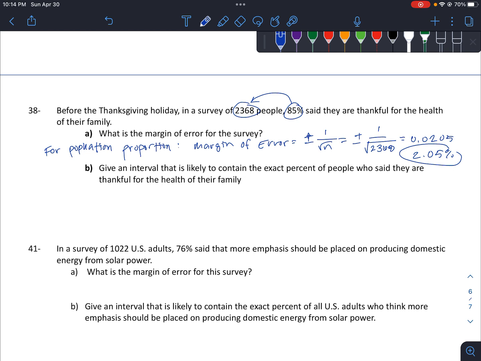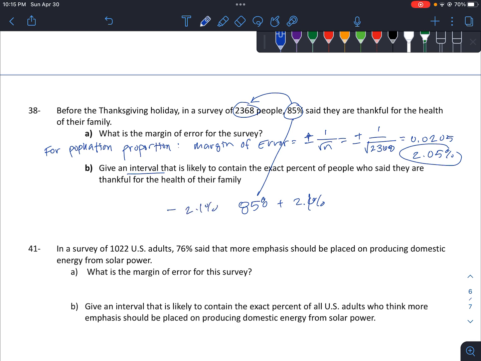Okay, so that's our margin of error. Now it says give the interval that is likely to contain the exact percent of people who said that they are thankful for the health of their family. So we're going to take our estimation, and then we're going to add 2.05%. Just going to round up to make it a little easier, 2.1%. And then we're going to subtract the 2.1%.